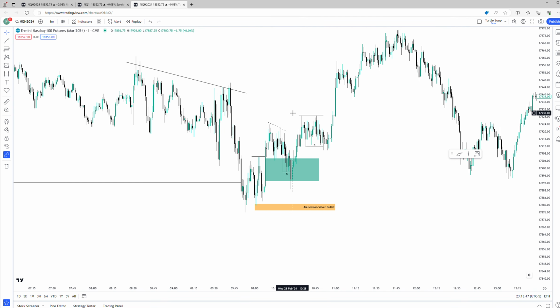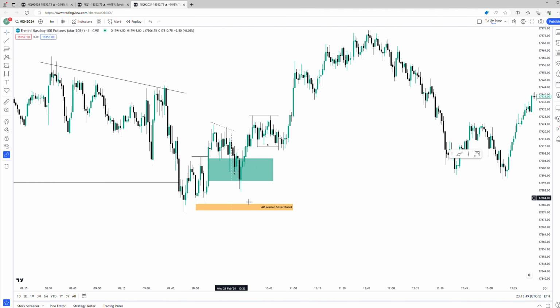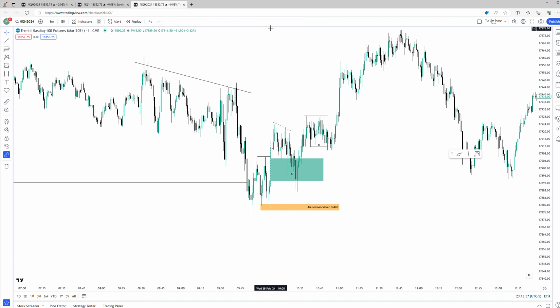So this here is the second example. Hopefully that makes sense. And again, we're in the silver bullet here, so that increases probabilities and that time is in your favor. So this here is the second example of a turtle soup entry model, and we'll go for one more and then we'll tidy up this video.